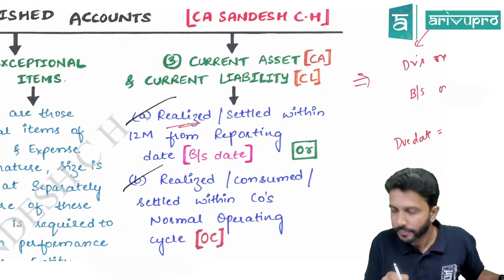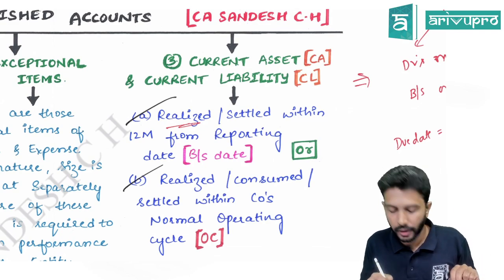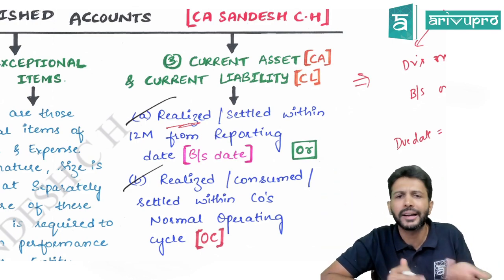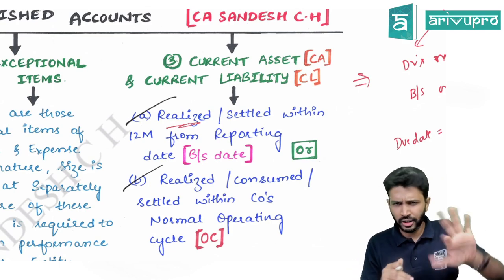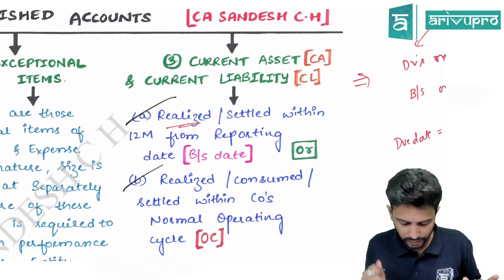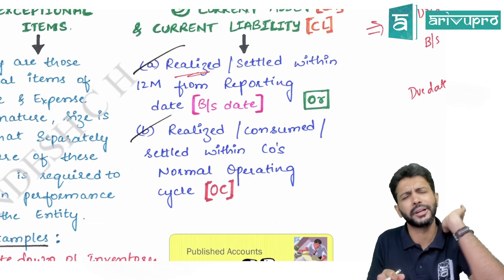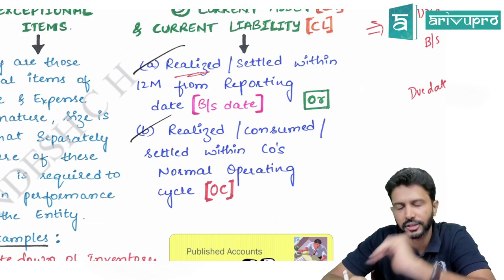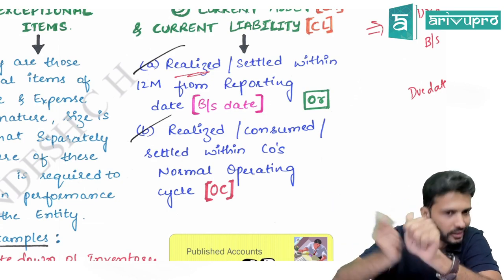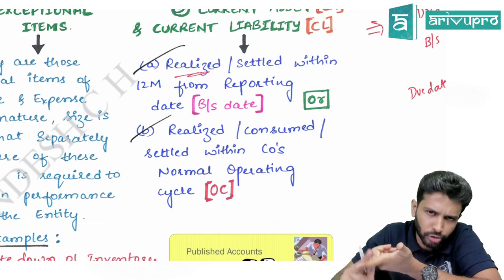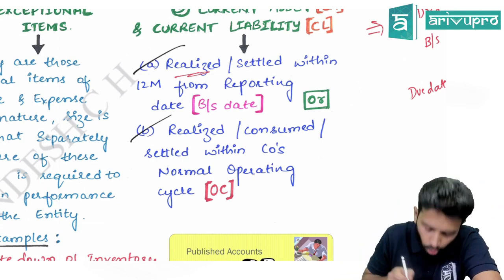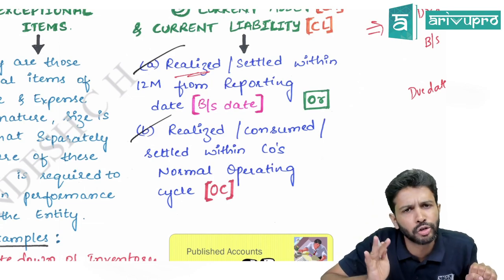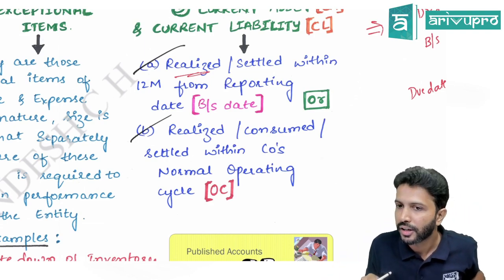Can we look at the second parameter? It's an OR criteria, meaning both the conditions need not be satisfied. If one of the parameters gets satisfied, then automatically a component gets classified as a current asset or current liability, depending on the case. Second parameter: I'll talk about current assets and we'll redefine the same thing with current liabilities. Current assets means those components which get realized, or I'm going to add one more, or get consumed within the company's normal operating cycle, OC. A component which gets realized or consumed within operating cycle, we call it a current asset.